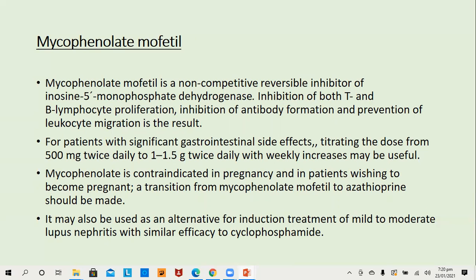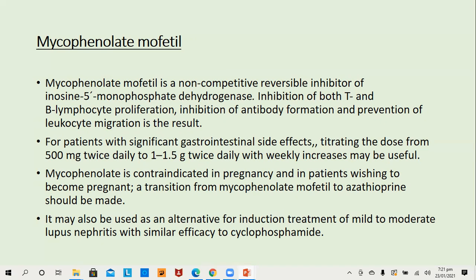Mycophenolate mofetil is a non-competitive reversible inhibitor of inosine 5 monophosphate dehydrogenase. Inhibition of both T and B lymphocyte proliferation, inhibition of antibody formation, and prevention of leukocyte migration is the result. So mycophenolate mofetil is very effective in all the different pathogenic pathways in SLE. For patients with significant gastrointestinal side effects, titrating the dose from 500 milligram twice daily to 1.1 to 1.5 gram twice daily with weekly increase may be useful.